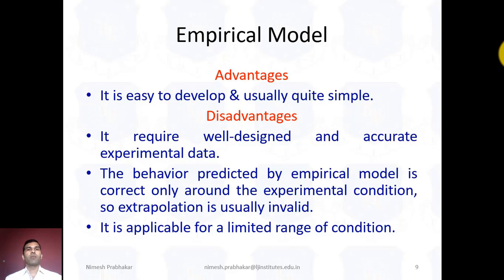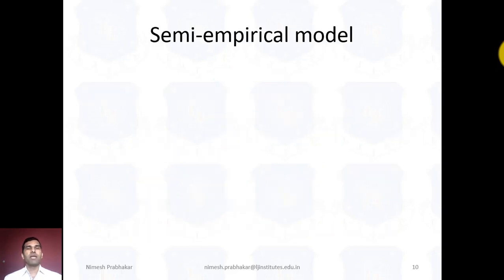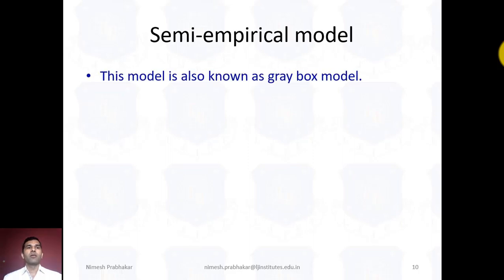Now the third type of model is semi-empirical model. This model is also known as gray box model because it is a combination of theoretical model and empirical model. So we know the theoretical model is also known as white box model and empirical model is also known as black box model. So combination of white and black, we get gray color. So the name of this model is gray box model.